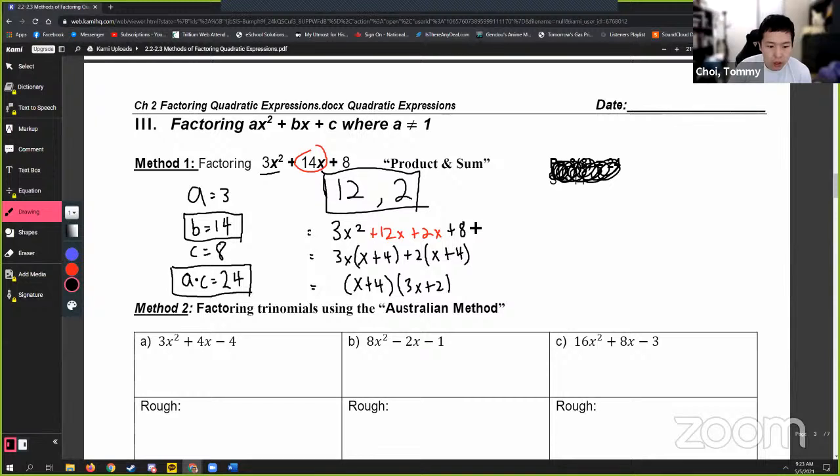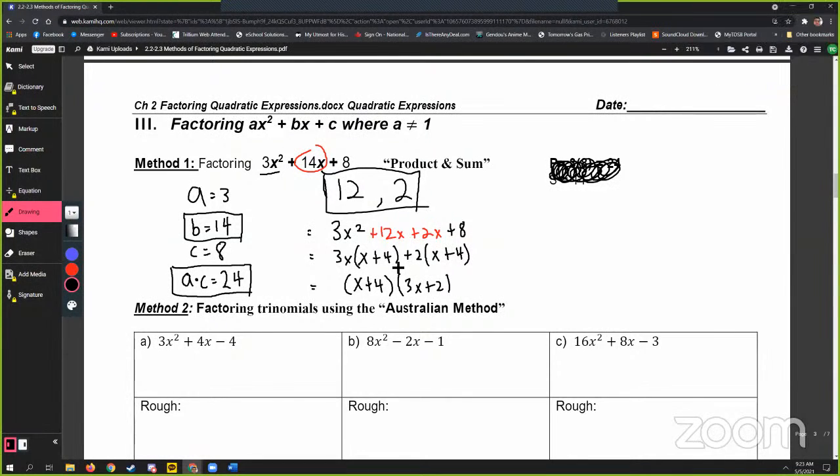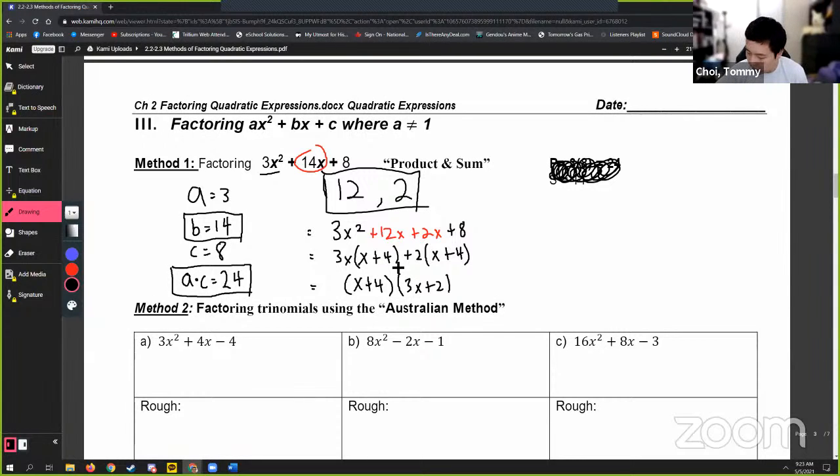Okay. So this is your product and sum method, right? There's still two more methods to go. There's the Australian method, and then there's the fraction method, or as I call it, Mr. Choi's method. Some of my students from last year will know Mr. Choi's method and maybe remember it once I go over it.